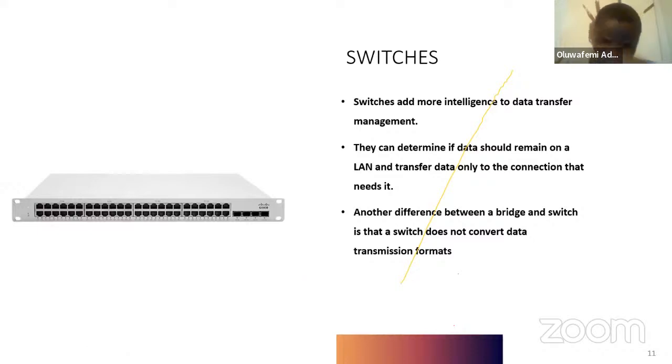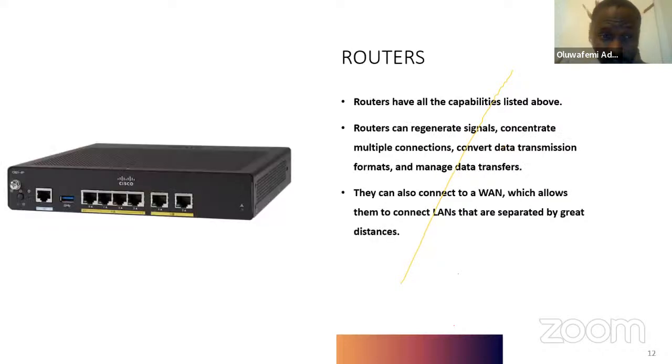As I was saying, that's the switch. And then now the router. The router is very, very important. One of the features of the router is that it has all the capabilities listed above, like a switch, and then can regenerate signals, concentrate multiple connections, convert data transmission format, and manage data transfer. They can also connect to a wide area network, which allows them to connect LANs that are separated by great distance.